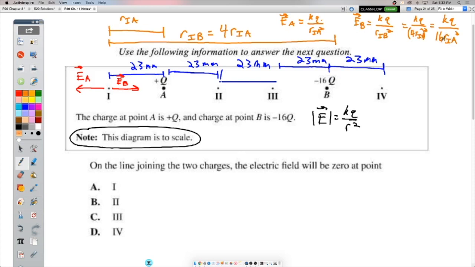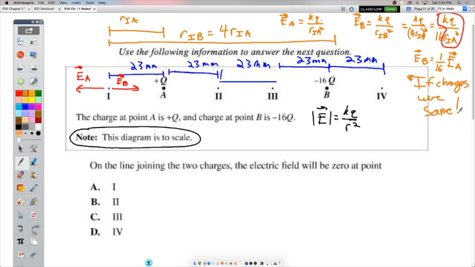Now hang on, what is just this piece, KQ over the separation distance from point 1 to A squared? Hang on, that's just the electric field at A. So in other words, the electric field at B is equal to the electric field at A divided by 16, or electric field at B equals 1/16 the electric field at A, if the charges were the same. So this is just looking at it based on the separation distance.